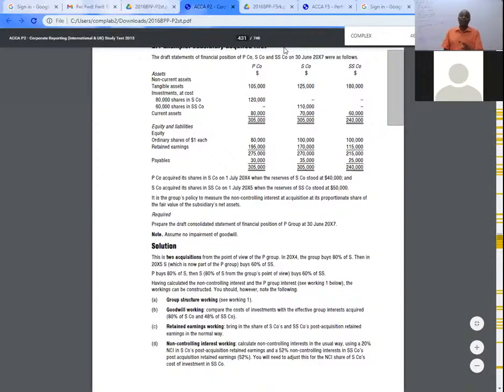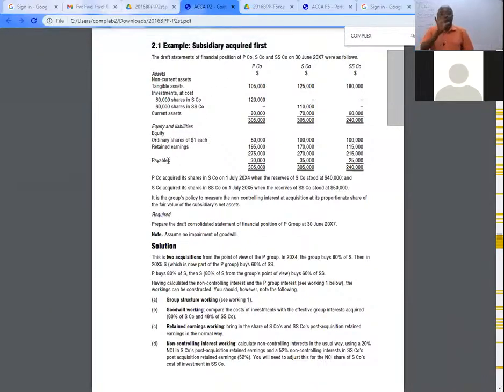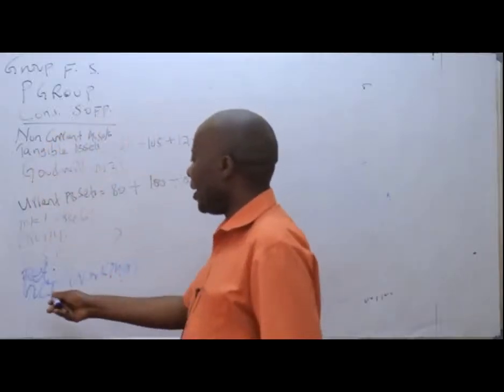Now, ladies and gentlemen, we are through with the equity. If you are through with the equity, now we look at the liabilities. The liabilities, what are you able to see here? You can see we have payables. Payables, you write them the way they are. You consolidate them. You put them together. So payables, what do we have? We have 30,000, 35,000, 25,000. So in this case, we don't have any non-current liabilities. I can see payables here.